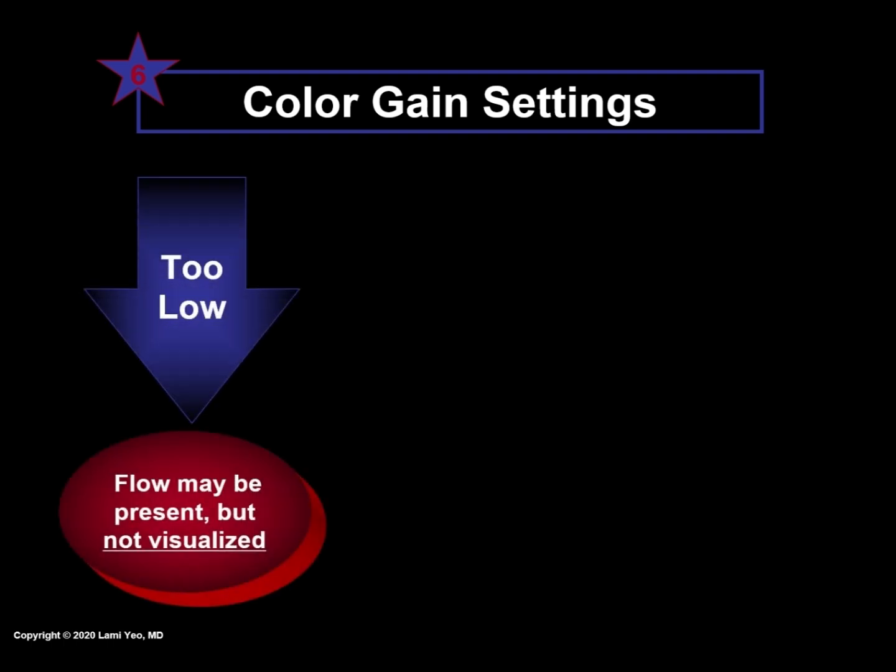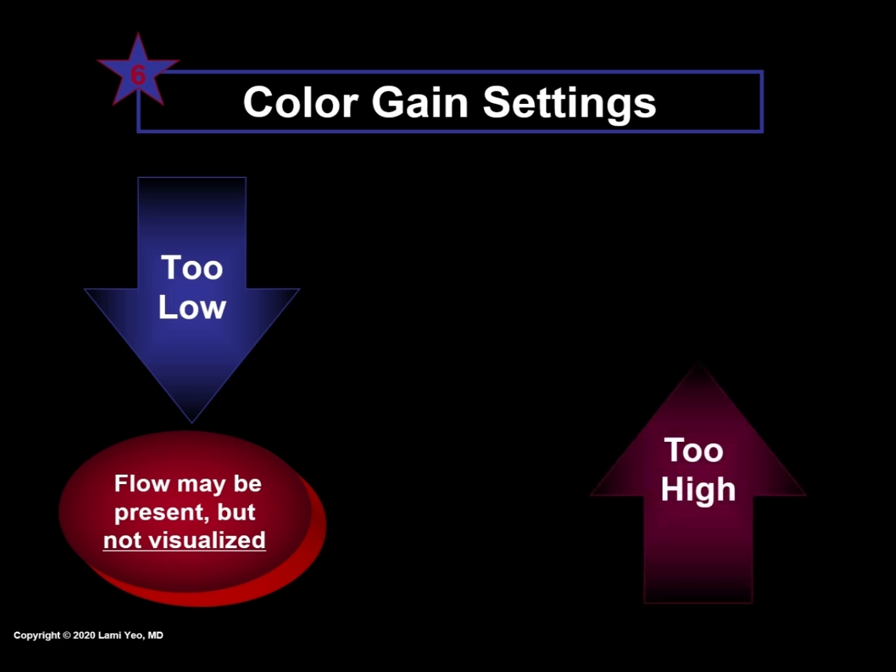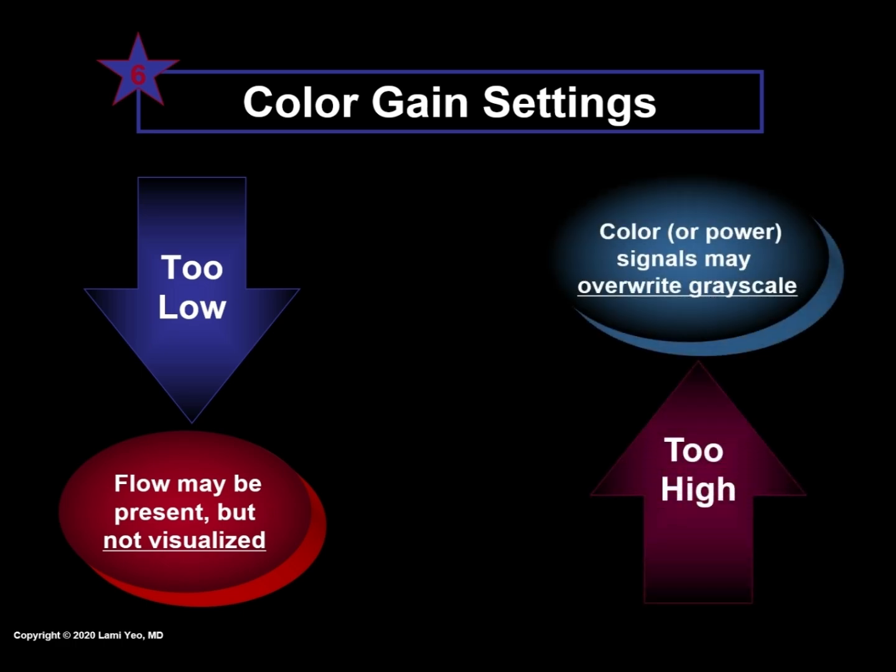Now, what happens if the color gain settings are too low or too high? If the gain is too low, Doppler shifts are not displayed in vessels, especially those with slow flow. Flow may be present, but it is not visualized. On the other hand, if the color gain is set too high, color or power signals may overwrite the grayscale.